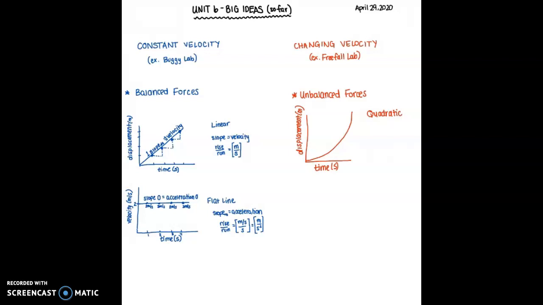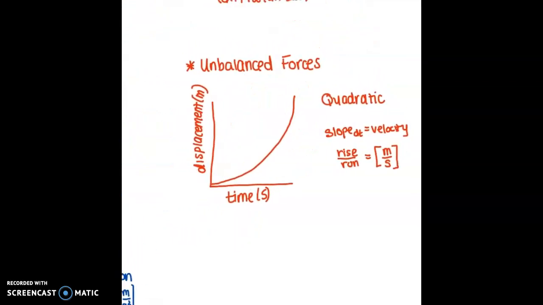Now, just like before, the slope on my displacement time graph still represents velocity. And again, if you ever forget that, just take a look at the units, rise over run, rise in meters, run in seconds. Meters per second being the units for our velocity. So let's make sure that we understand how this quadratic graph is showing changing velocity.